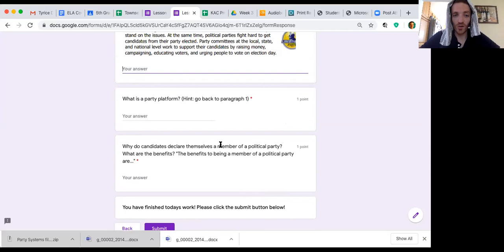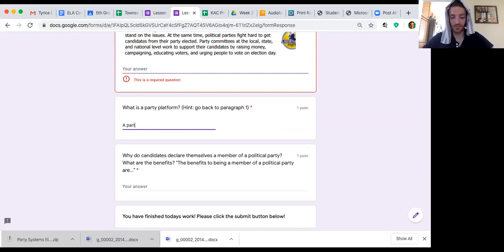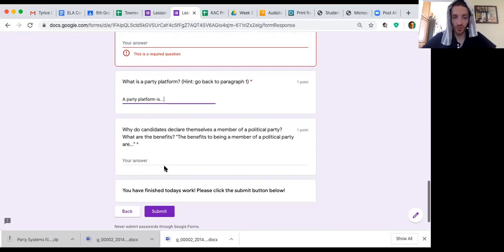Two last questions. Question number 1, what is a party platform? My hint to you is to go back to paragraph 1. A party platform is. Question number 2, why do candidates declare themselves a member of a political party? What are the benefits of being a member of a political party? This is your sentence starter: the benefits of being a member of a political party are. Please use that as your sentence starter and write what the benefits are. Then click this purple button right here that says submit.